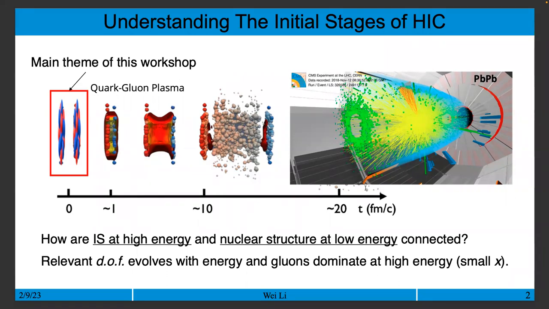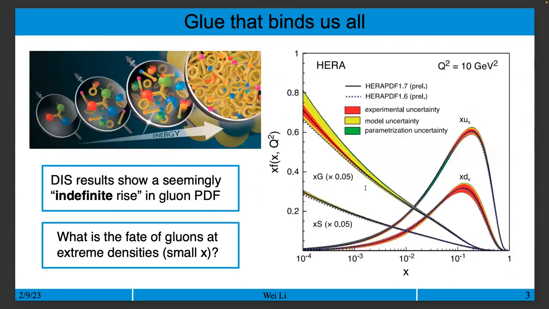In any case, my focus here is to understand the high energy limit, where the structure of the nucleon or nucleus is dominated by gluons. The cleaner way to probe that is to turn off the final state, for example using electrons in DIS collisions. We've seen that the gluon density rises as we go to smaller and smaller x. It seems to rise indefinitely, to x of 10 to the minus 4 and maybe even 10 to the minus 5. So the natural question is, what's the fate of the gluons at extreme densities at very small x? That's relevant for the initial state at high energy in hadron collisions.